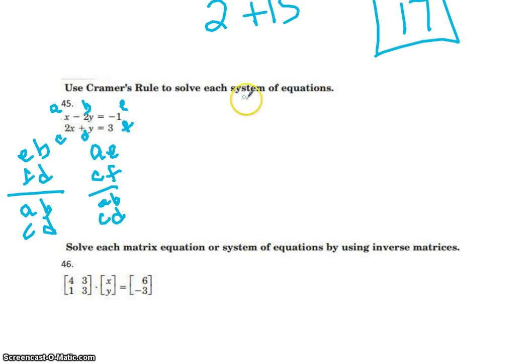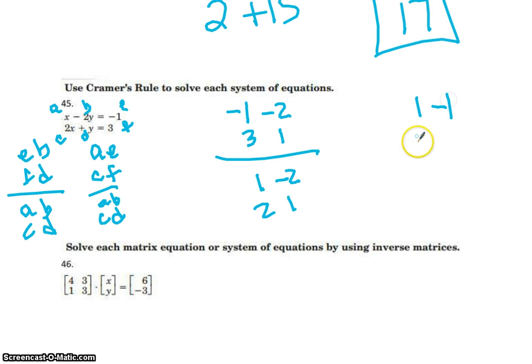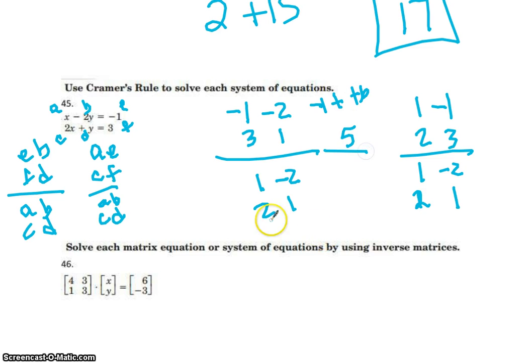So EBFD means negative 1, negative 2, 3, 1. All over ABCD is going to be 1, negative 2, 2, 1. And then over here on the other one, it's going to be 1, negative 1, 2, 3, over 1, negative 2, 2, 1. So negative 1 times 1 minus 3 times negative 2, you're going to have negative 1 minus negative 6, so negative 1 plus 6, you're going to have a 5 on top, over 1 minus negative 4, so that's 1 plus 4, 5, so you have a 1 for x.